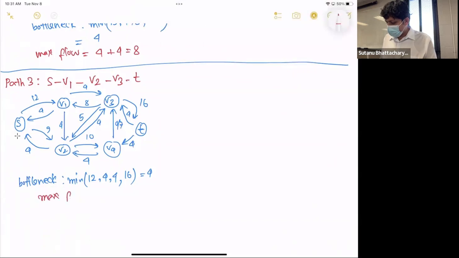So I need to modify my max flow. Max flow, previously it was 8. Now 8 plus 4, that is 12.